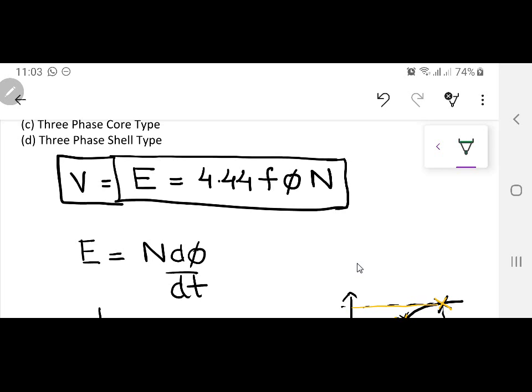The word electromechanical normally is used for something in which you are having a mechanical structure that is actually moving or dynamically. In transformer you don't have anything moving.